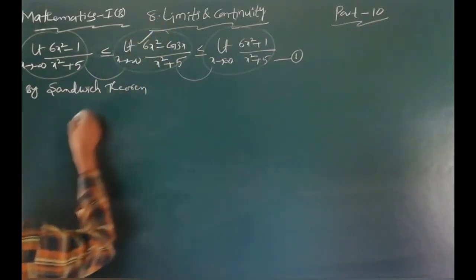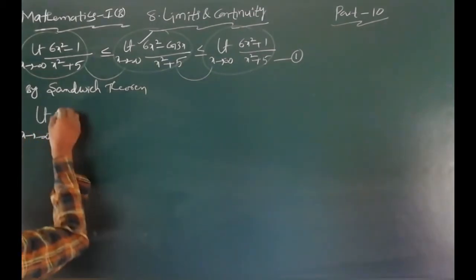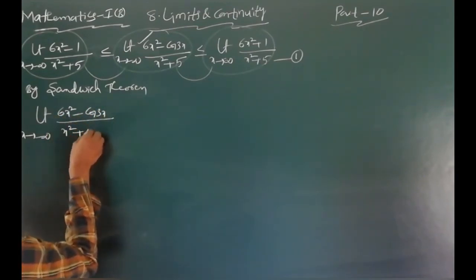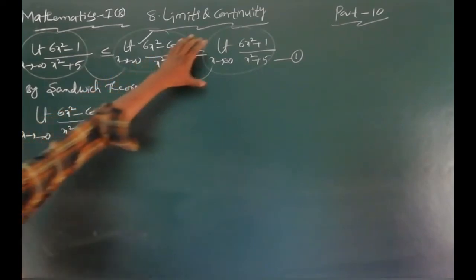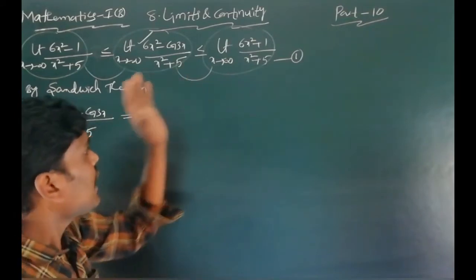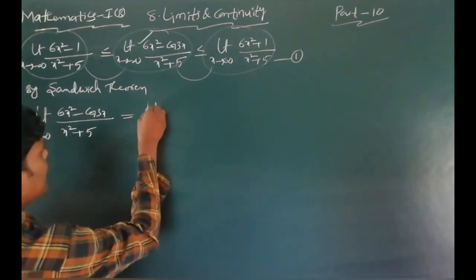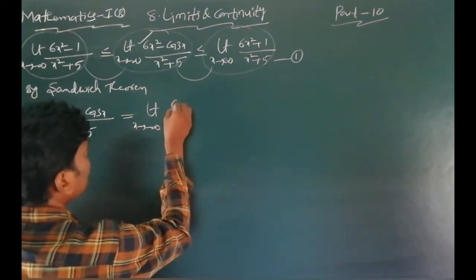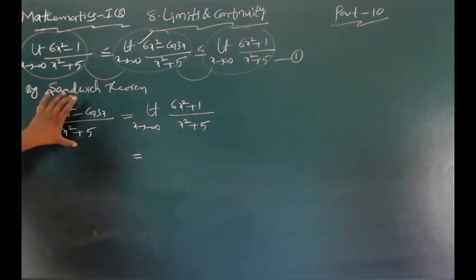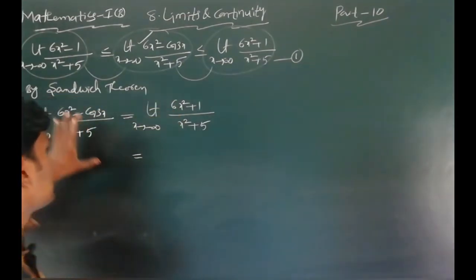the limit as x tends to minus infinity of (6x square minus cos 3x) by (x square plus 5), this total value equals this one or this one. You can write any one condition. I will write this term equal to this term: limit x tends to minus infinity of (6x square plus 1) by (x square plus 5). After that, this is the question. You can solve this one and you get the answer. That is the answer of this one.